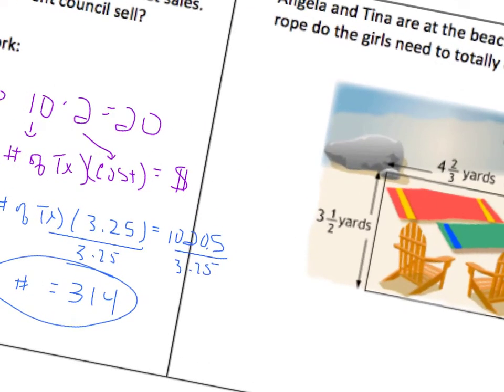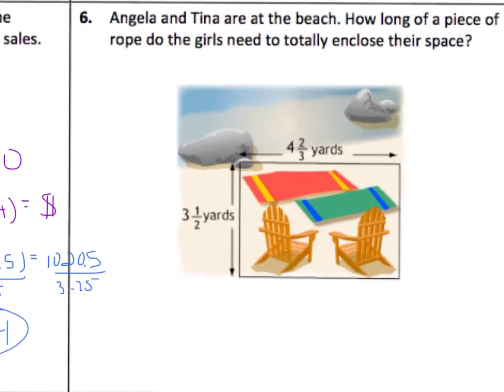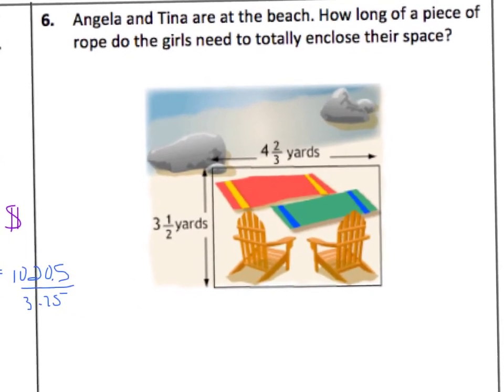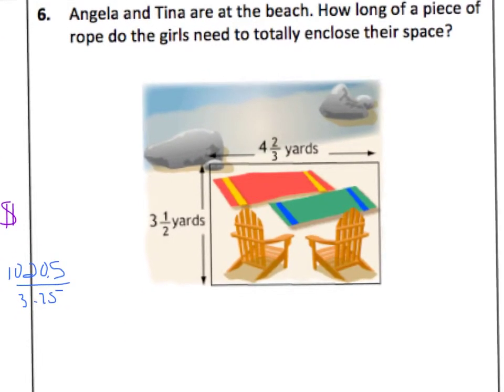Okay. And let's finally move on to number 6. Angela and Tina are at the beach. How long a piece of rope do the girls need to totally enclose their space? A couple of things I've noticed right off the bat is the shape of what you're dealing with. It looks like a rectangle, which is a very common thing. So let's think about what you know about rectangles. If the left-hand side of the rectangle is 3.5 yards, that means this has to be 3.5 yards as well.